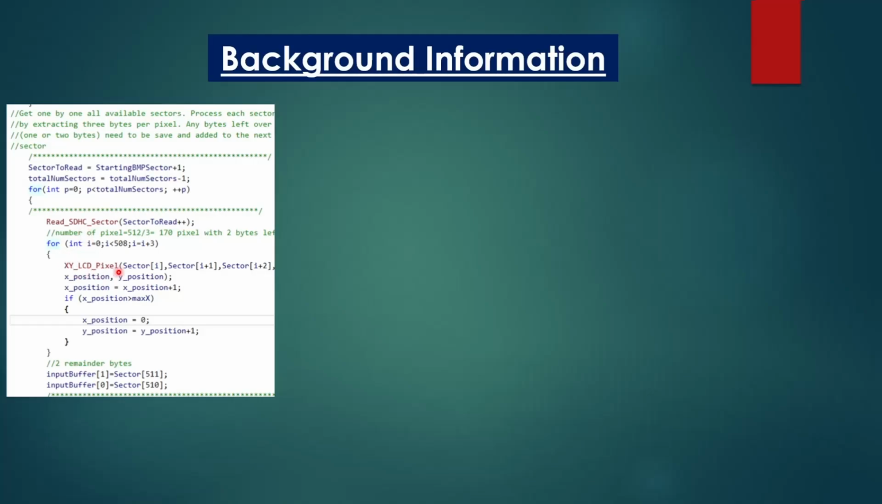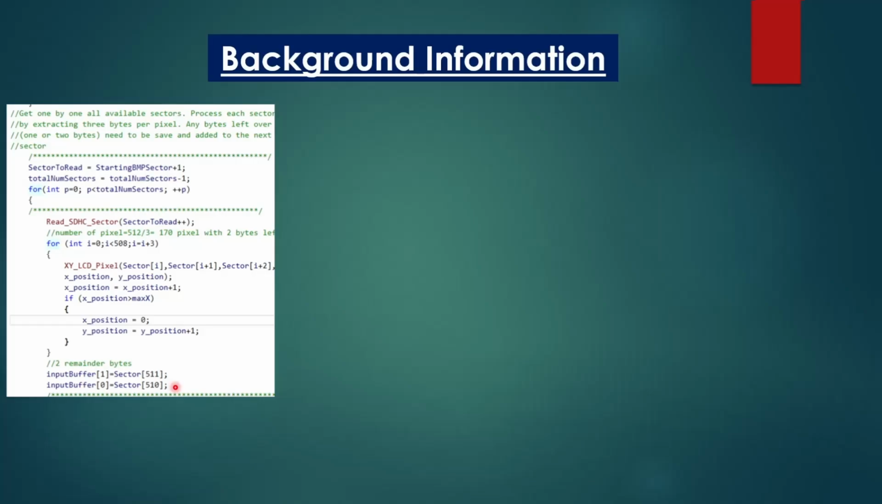I have x, y pixels. I put I plus 1, I plus 2, x and y position, increment my x position, then make sure that I haven't gotten to the end of the row, and if so I increment the row. So that's what I'm doing here, and I have 2 words left over. I need to save them and then do a read and complete the pixel with the new read. So what I have here is buffer 0.